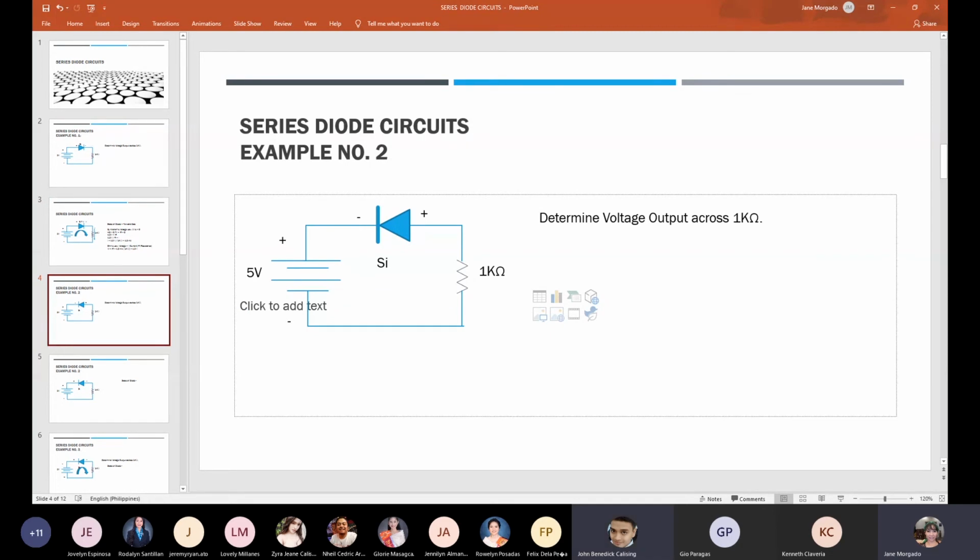Ano yung una natin aalamin? Ma'am, same value po ng diode. Yes, silicon diode. Still silicon diode, but take note of the direction. 0.7 din po, ma'am. Again, ano una natin aalamin? Direction po ng diode. Or the bias. Okay, bias. So, anong bias pala ng diode na to? Forward, reverse.